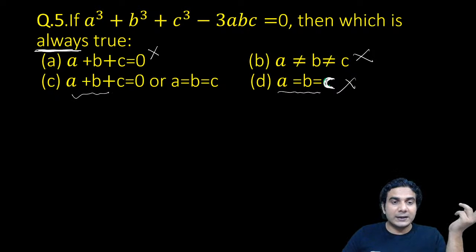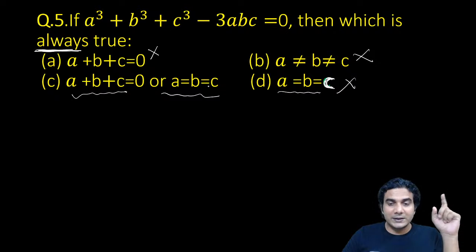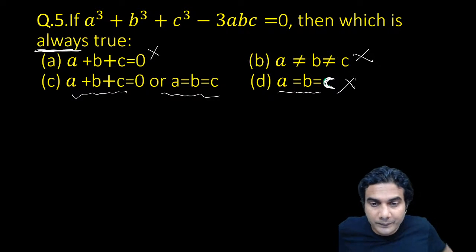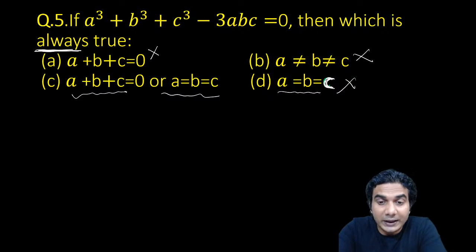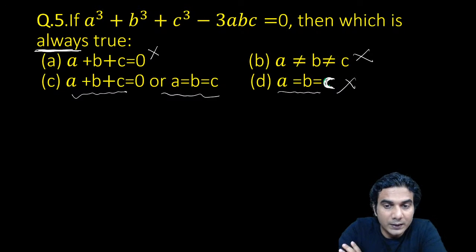We can't say this because a can be equal to b can be equal to c. Yes, but we can say this, right? Either a plus b plus c will be 0 or a is equal to b is equal to c. So these are the two results, out of which at least one will be true. At least one. But exactly one or which one will be true, that we can't say, right? That's why A and D are wrong.